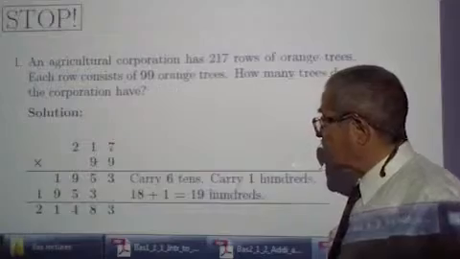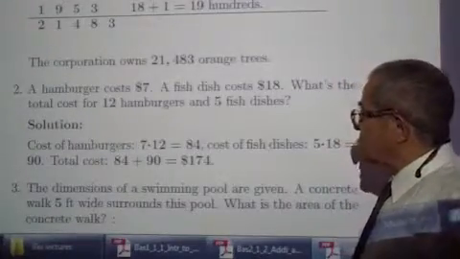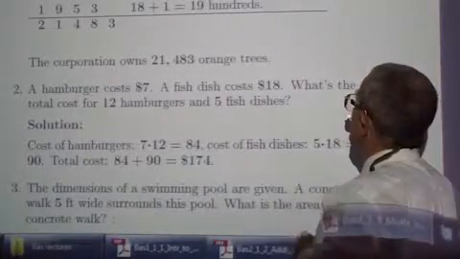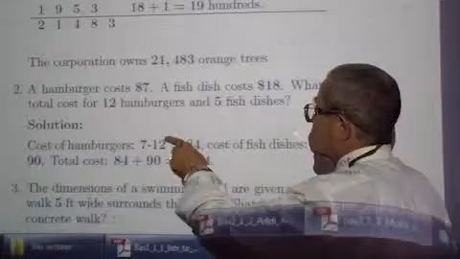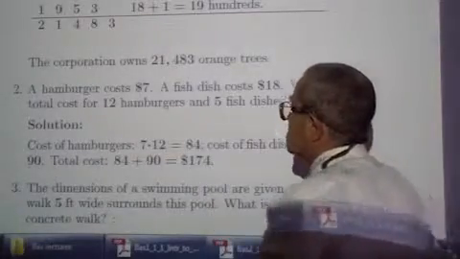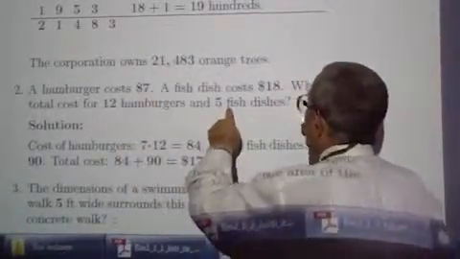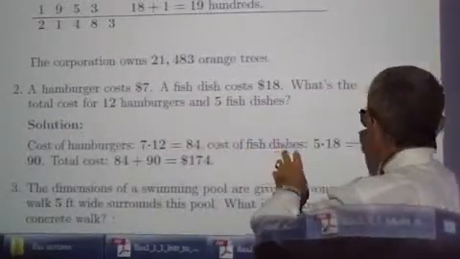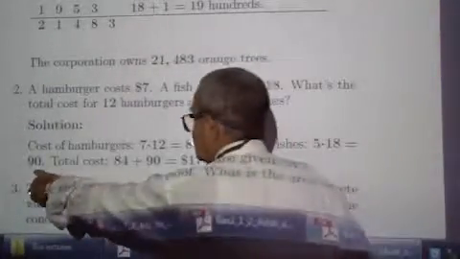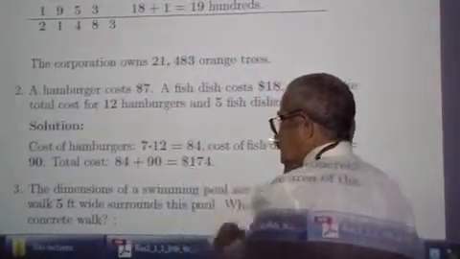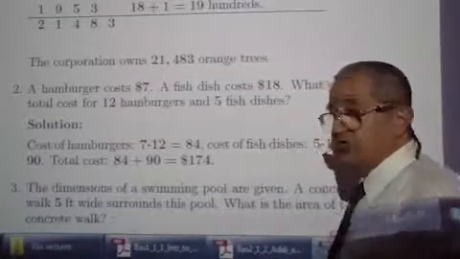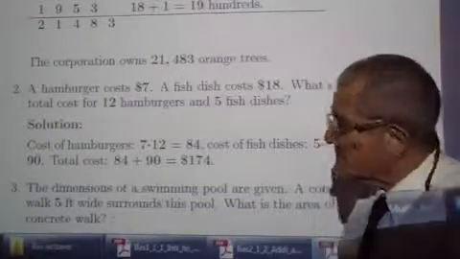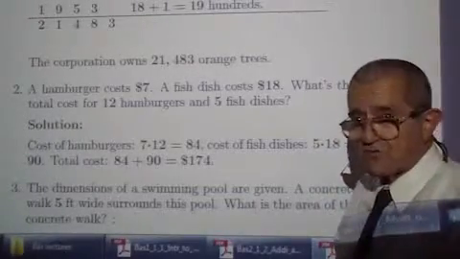This is another joke. In the second exercise, a hamburger costs $7. A fish dish costs $18. What is the total cost of 12 hamburgers and 5 fish? 12 hamburgers times 7, 5 fish dinners times 18, 84 and 90. If you add the two, you're supposed to get $174. Did you get $174? I can't hear you. Okay, you did. Good. Good for you.